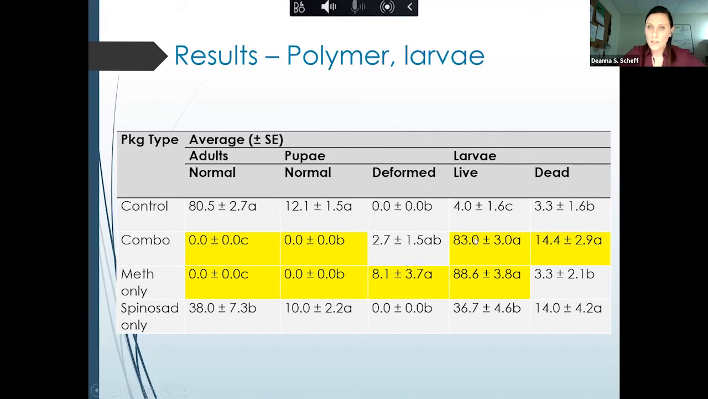We also see very little progression of those larvae to the next life stage with our combination and methoprene packaging. And even in our spinosad packaging, we still have quite a few of those larvae still in the larval stage. So we are disrupting that life stage progression of these insects to moving on to the adult stage. So that is very effective for what's going on with this polymer packaging.